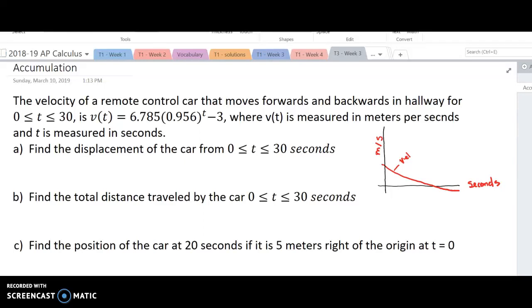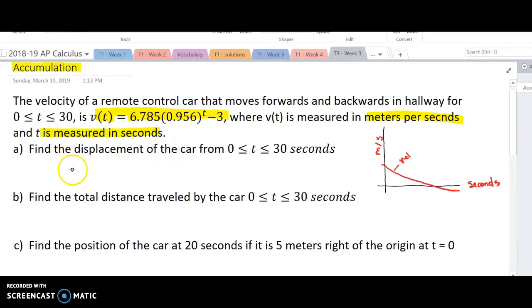We will be moving into a unit in calculus, a review unit, where we're talking a lot about this idea of accumulation, or area under the curve. We'll look at this problem here: the velocity of a remote control car that moves forward and backwards in a hallway from 0 to 30 seconds. There's this equation here, and v is measured in meters per second, and t is measured in seconds. Find the displacement of the car.